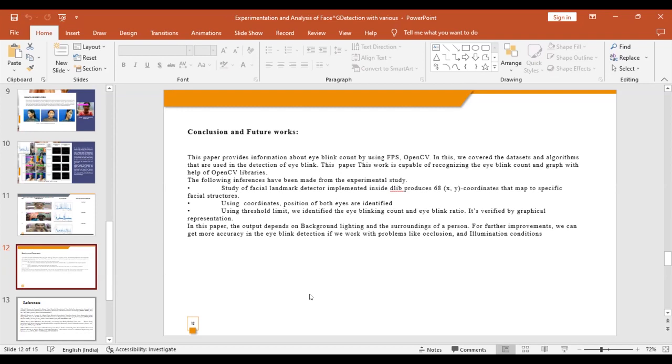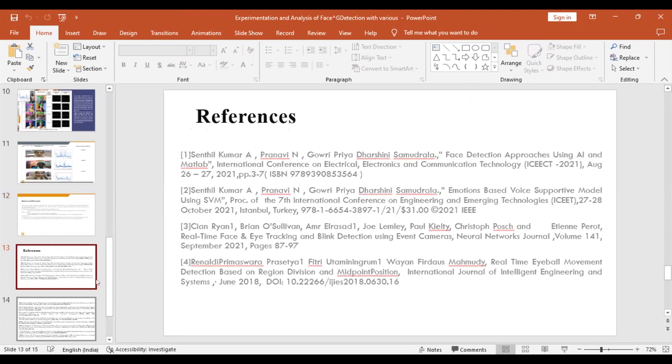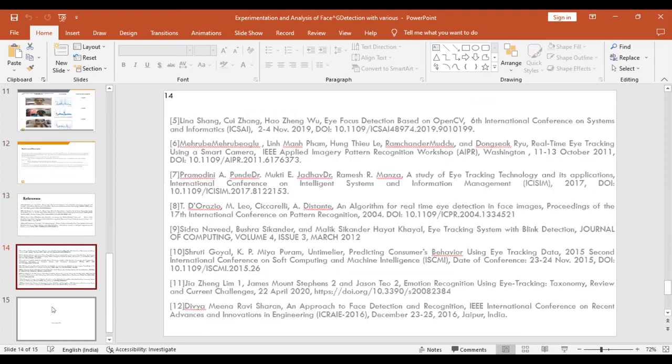Second is coordinates, where both the eyes are identified. Threshold limit: each person has some threshold, and the background and illumination, all the things we have to consider. There is a possibility for making blink rate count detection effective. These are the references, the papers we took.